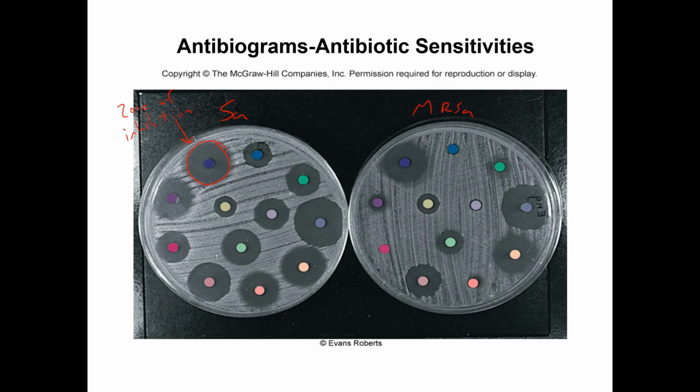So the point is, compare the 2 plates. Okay, normal Staph aureus on the left is very sensitive to a great deal of antibiotics, versus MRSA, which is resistant to far more antibiotics. So right there you can see a difference in the size of the zones of inhibition. Okay, so here you can roughly identify Staph aureus versus MRSA.